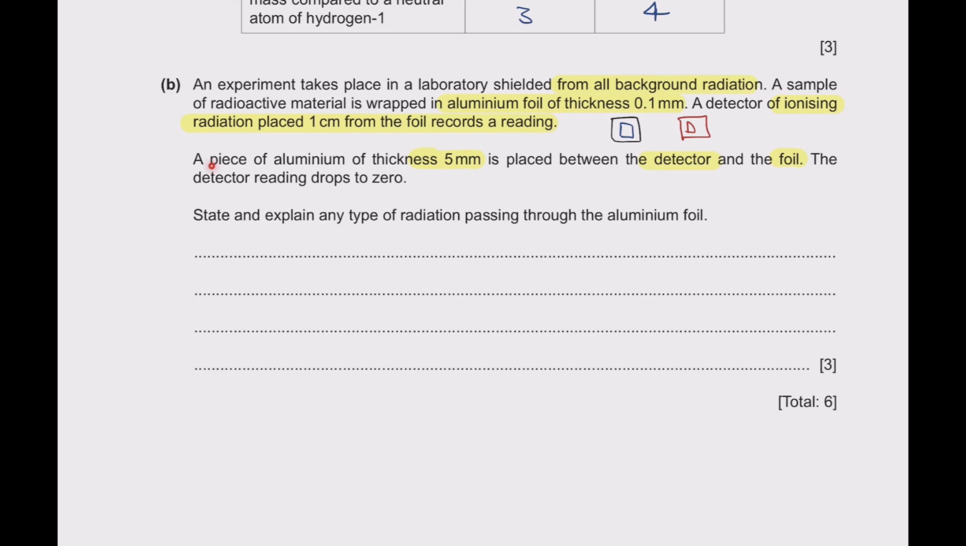Now what I have done, a piece of aluminum of thickness 5 mm is placed between the detector and the foil. This is the foil, this is the detector. I have placed an aluminum piece of 5 mm thickness. Now the reading drops to 0. If there was no aluminum piece, then the detector records the reading, but when I place the aluminum, it drops to 0. Now this is what is happening here, that you have to state and explain any type of radiation.